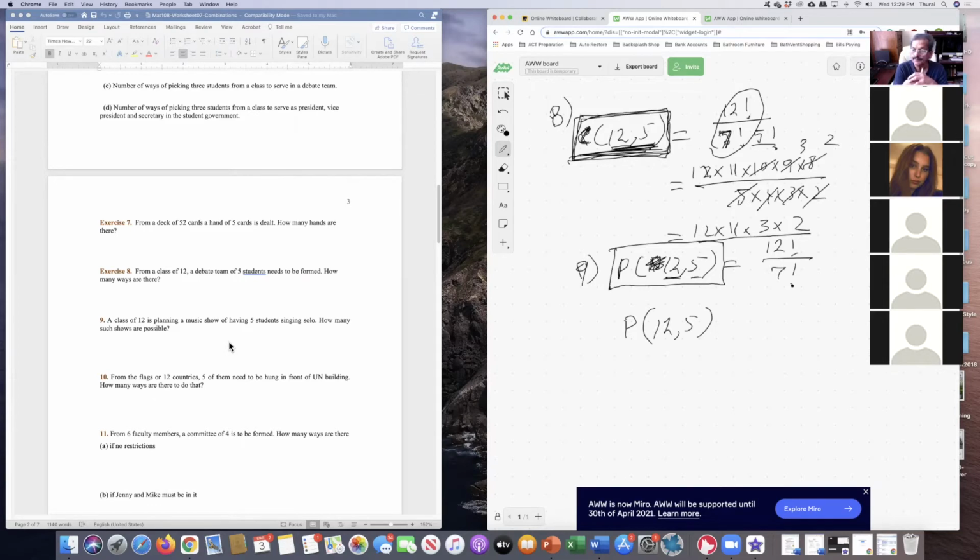Anyone? Permutation. Permutation, exactly. Because you are arranging, you're placing these in front of the UN building means you're going to have to arrange them. So there is an order, so order matters. And therefore it's permutation P12,5. And then you know how to simplify.